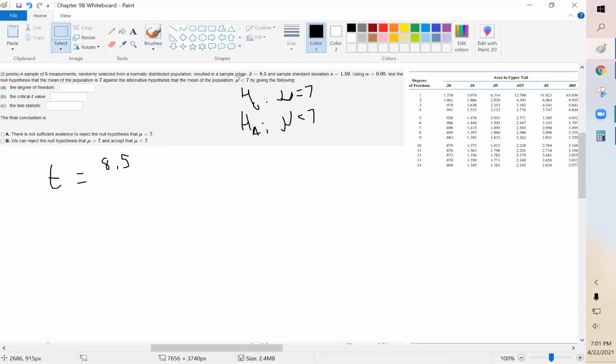I'm switching this to a greater than sign. Let's switch that to be greater than, just so it makes more sense. There we go. 8.5 minus 7. And now we have a sample standard deviation of 1.59. So 1.59 over the square root of 5.